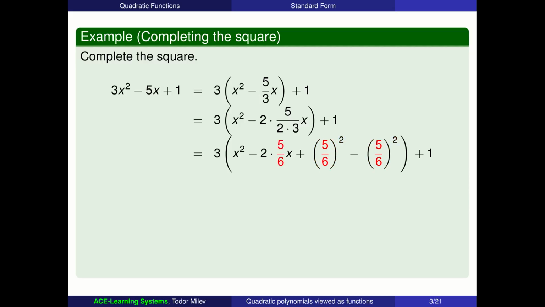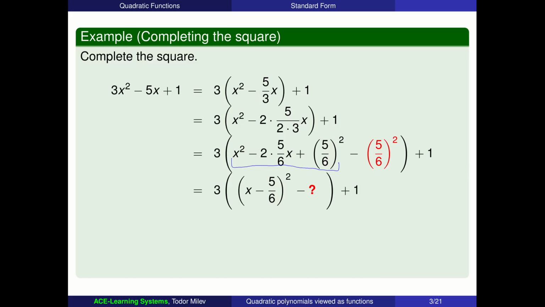Now, once again, you can see that the number 5/6 is going to be shown in 3 places in our computations. Here, here, and here. So we have to see the same number in multiple positions in our computations. Okay, now as we mentioned, this here is a perfect square. And that square, I'm sure you remember what we just did, is going to be x minus 5/6, the whole thing squared.